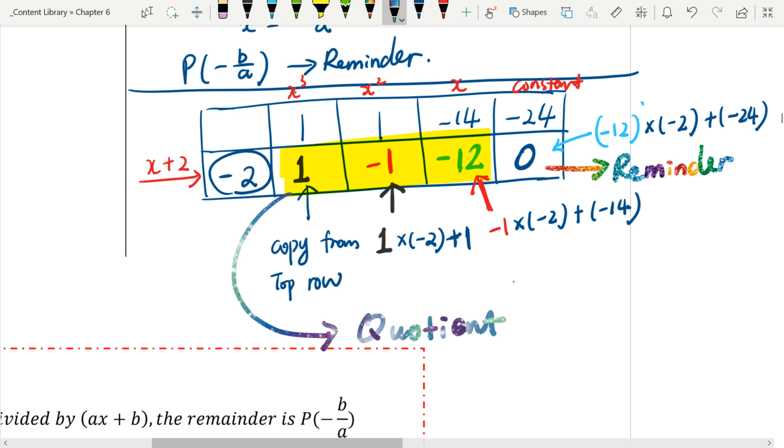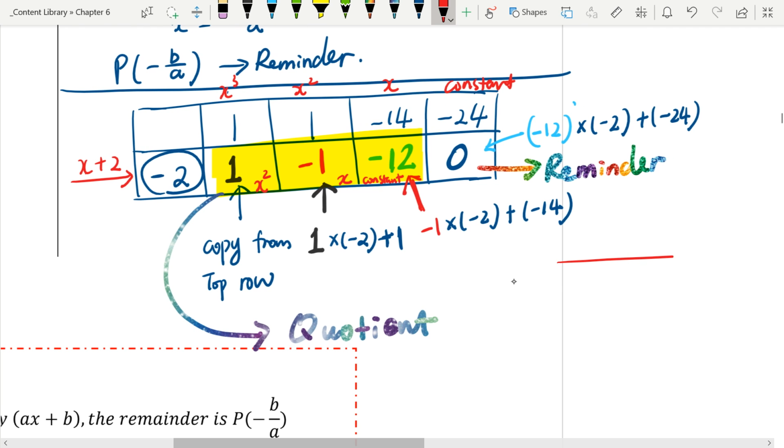So what's the quotient? Look at this one. This one gives you the cube, this gives you the square, this gives you the x. Now everything is reduced by one power. So that gives you the x squared term, that gives you the x term, and that gives you the constant.